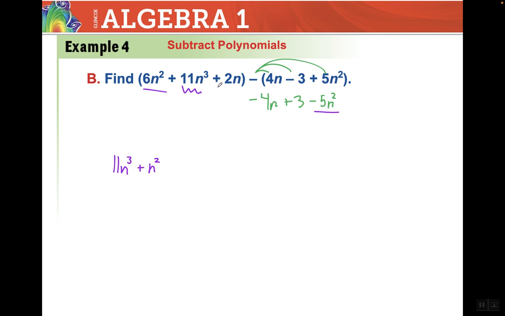And then I have a 2n and a -4n. So that's a -2n. And then all I have left is this positive 3, so I'll tack that on. There we go.